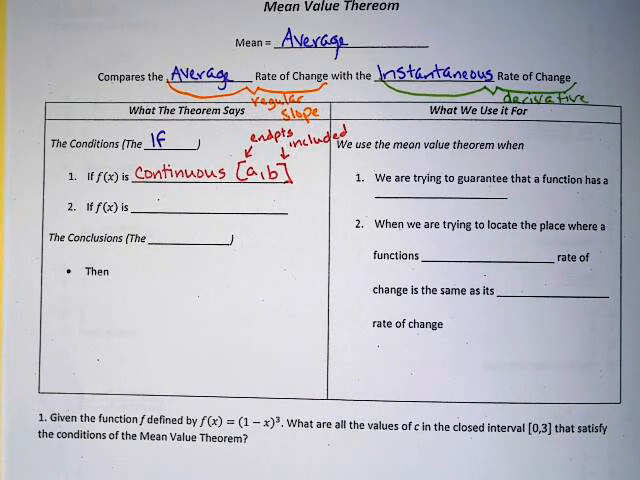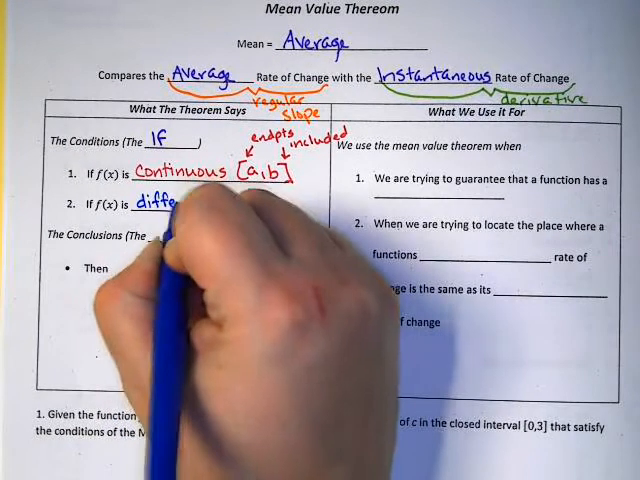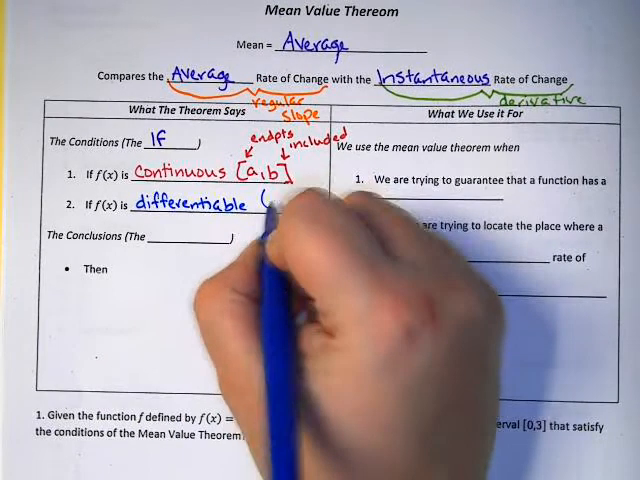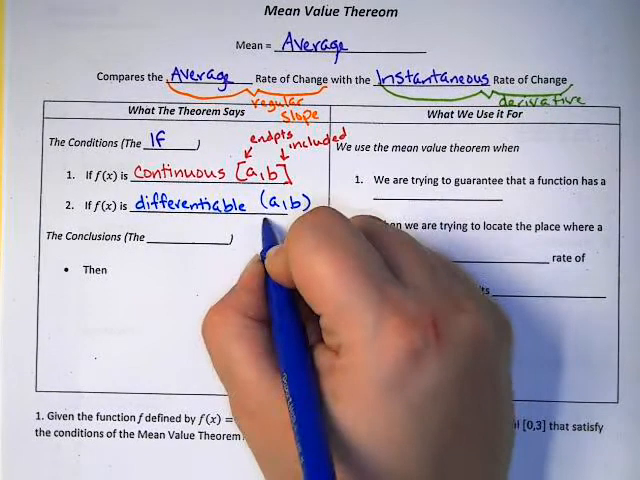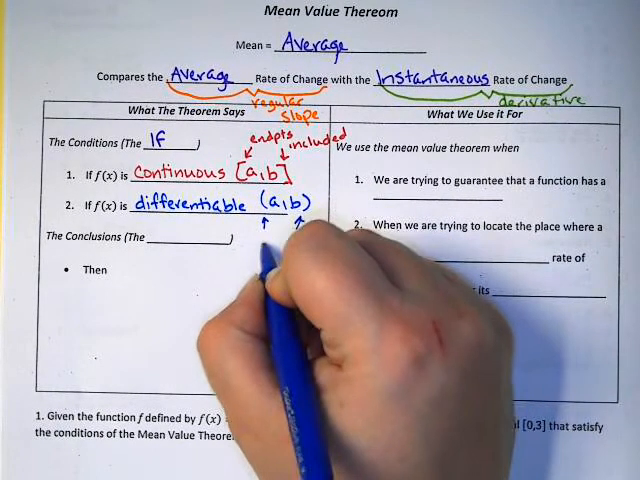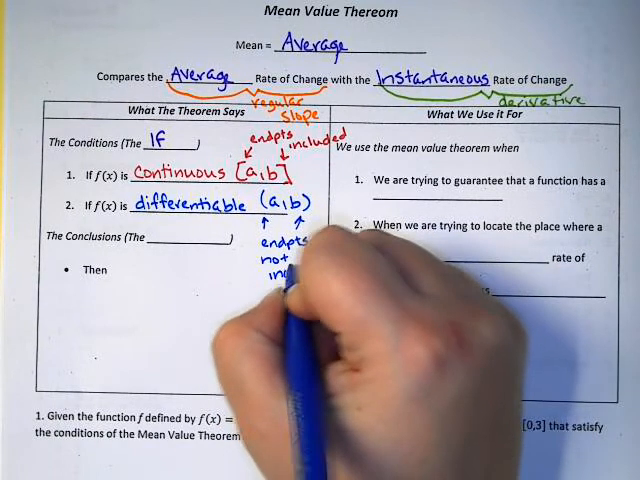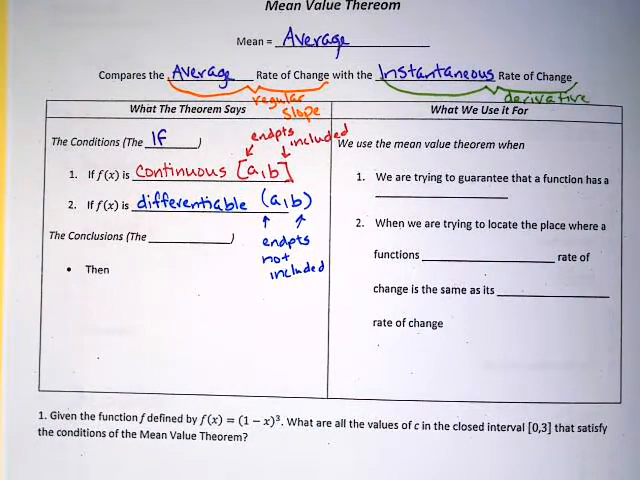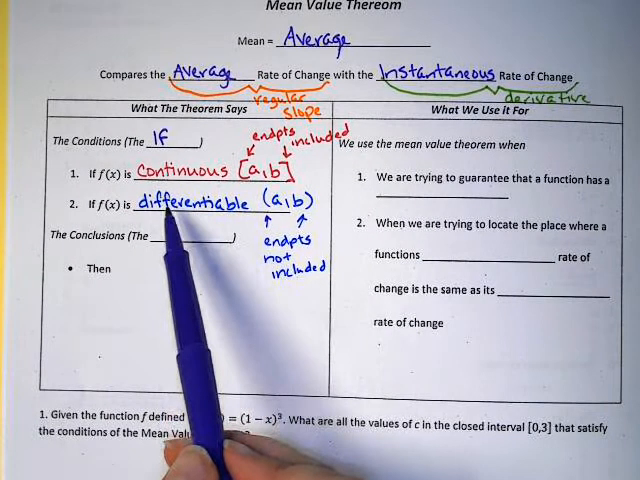The second condition is that it must be differentiable on the interval a to b, but this time a and b do not have to be included. The endpoints are not included. All right, so these are our two conditions, that f of x must be continuous and differentiable.